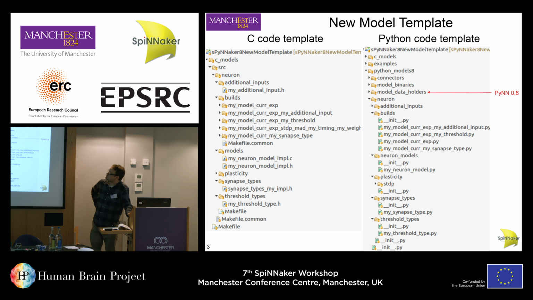The one difference is shown here in the Python code. If you're using PyNN 8, you need to specify a model data holder. And the reason you need to do this is basically so that we can support 7 and 8 at the same time. We needed to introduce this extra data holder.